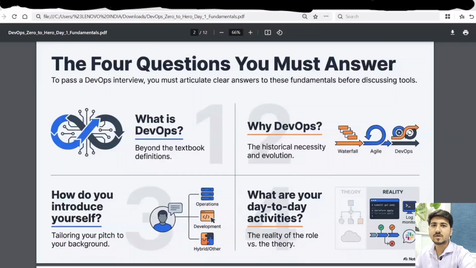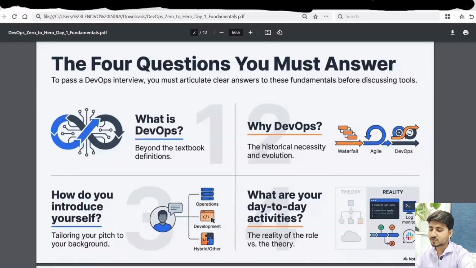In today's class, we are going to start with understanding what is DevOps, why DevOps is being used, what are the different day-to-day activities which the DevOps engineer does, as well as how you can introduce DevOps in an interview, your roles, and the daily activities which you do in DevOps. So let's understand the very first thing. What is DevOps?